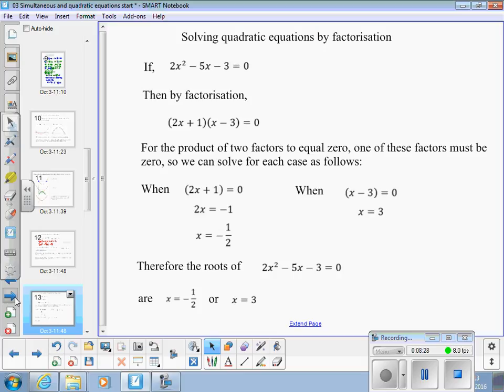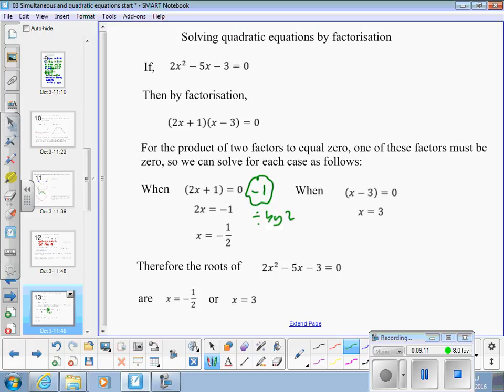I've said when 2x plus 1 equals 0, okay, we can say that 2x equals minus 1. We've subtracted 1 from both sides to end up with 2x, sorry. We've done minus 1 on that from both sides. And then we've divided by 2 to end up with x is equal to minus a half. So that's one of the solutions, or one of the roots of that equation.